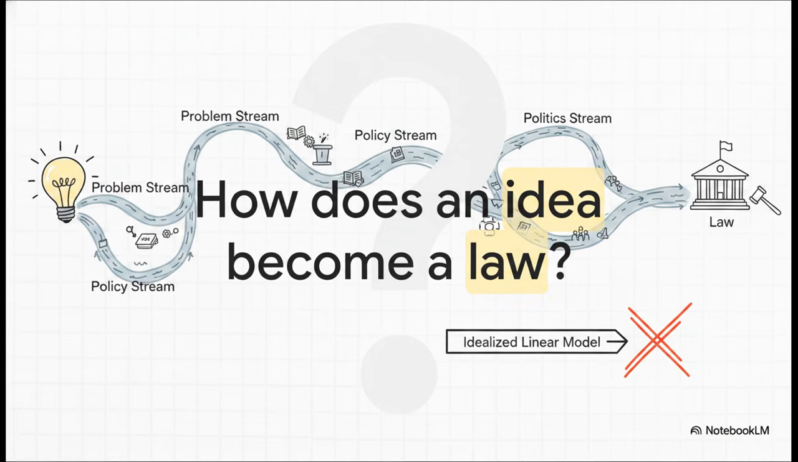So, think about it. How does an idea actually become a law? We all kind of want to imagine this neat, orderly assembly line, right? A problem pops up, we rationally engineer a perfect solution, and boom, a law is seamlessly passed. But let's be real. That idealized linear model, it almost never exists. In reality, policymaking is way more like a chaotic convergence of independent rivers, all flowing at their own pace, just waiting for the perfect moment to merge.